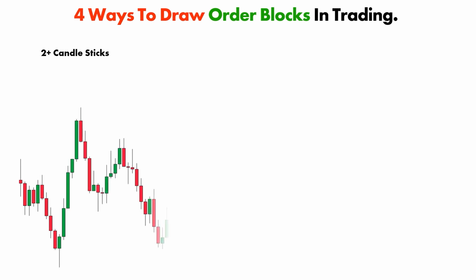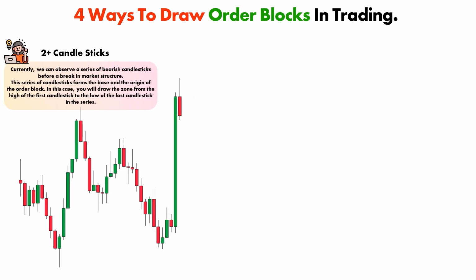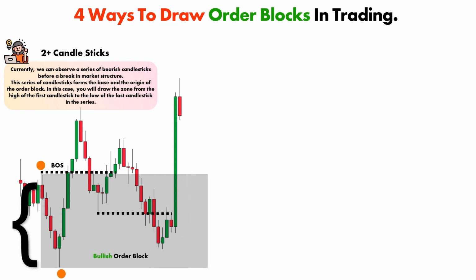Currently, we can observe a series of bearish candlesticks before a break in market structure. This series of candlesticks forms the base and the origin of the order block. In this case, you will draw the zone from the high of the first candlestick to the low of the last candlestick in the series.